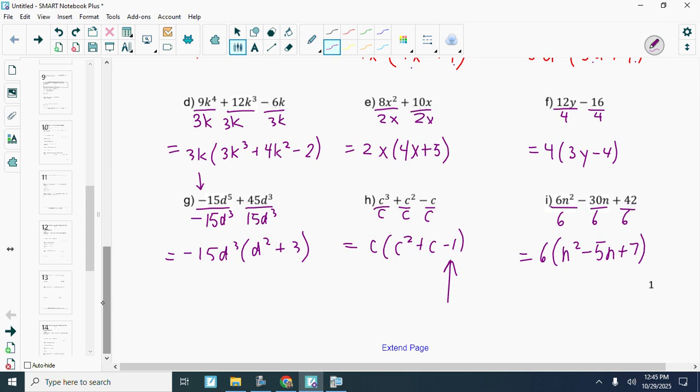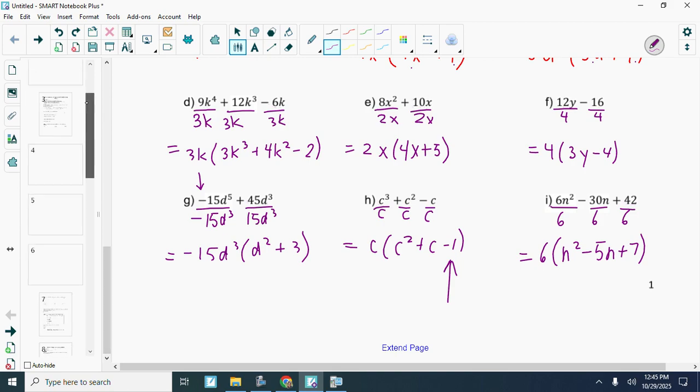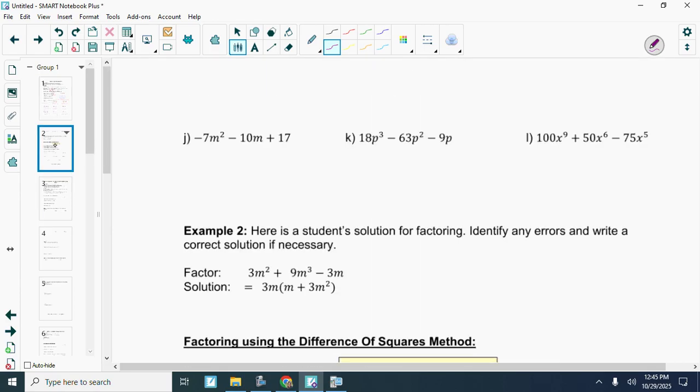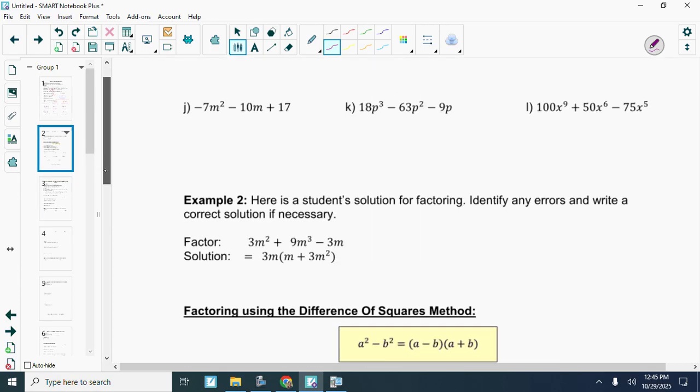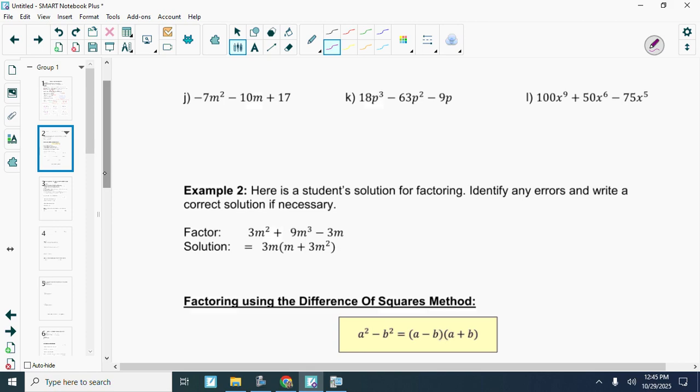The next thing, so that's GCF. So GCF, you guys are going to be superstars with that. Oh, here's a couple more, sorry, and then we'll get to difference of squares. For J, just looking at it, there's no obvious GCF, because I've got a 7, a 10, a 17, and there isn't an M in every single term.